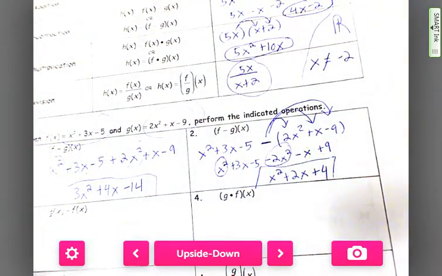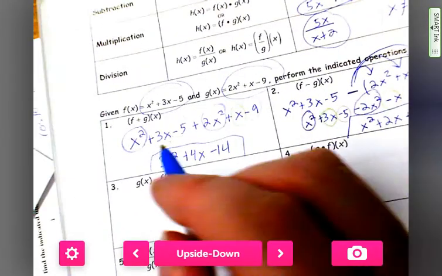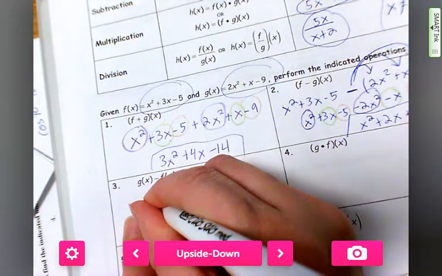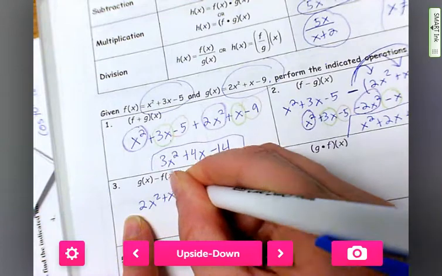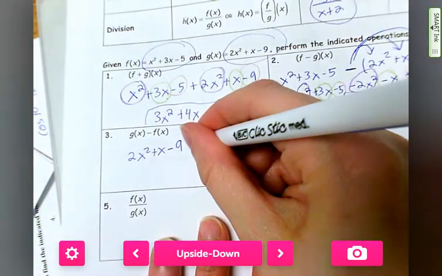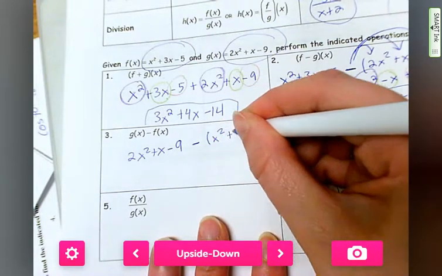We feeling okay? Yeah. So when we're subtracting, make sure to distribute that negative sign. Okay, let's look at number 3. We've got g of x, which is 2x squared plus x minus 9. And then we're going to say minus, and I'm going to put in parentheses f of x: x squared plus 3x minus 5.